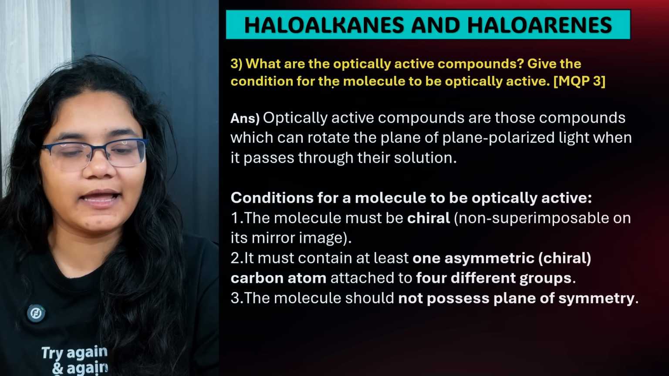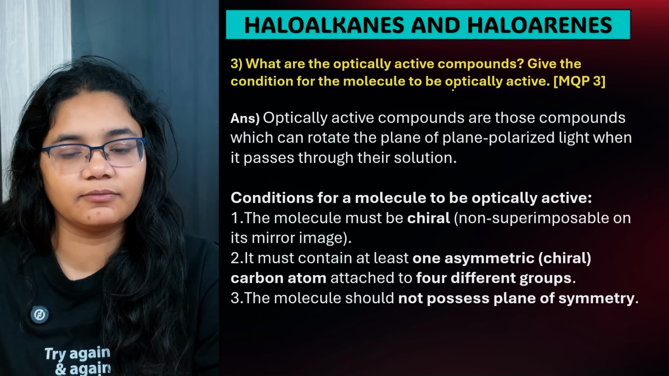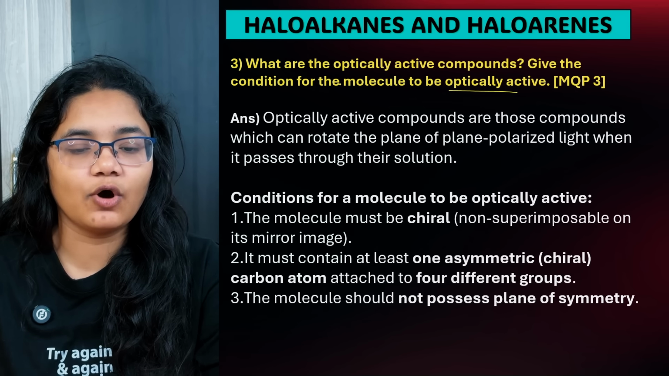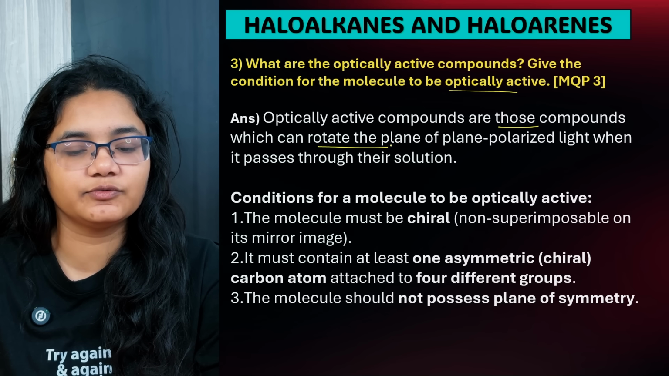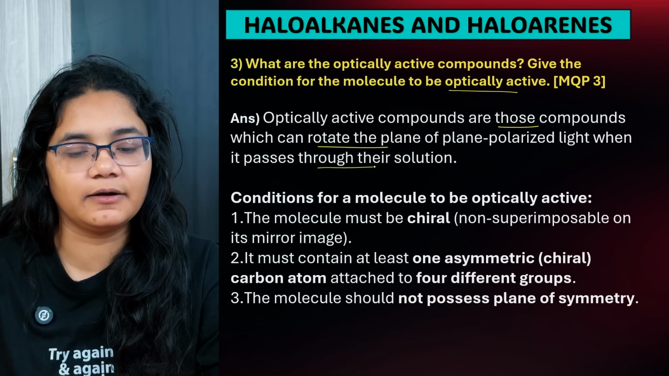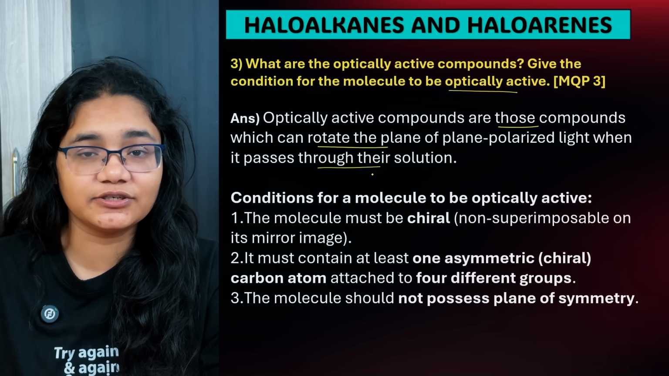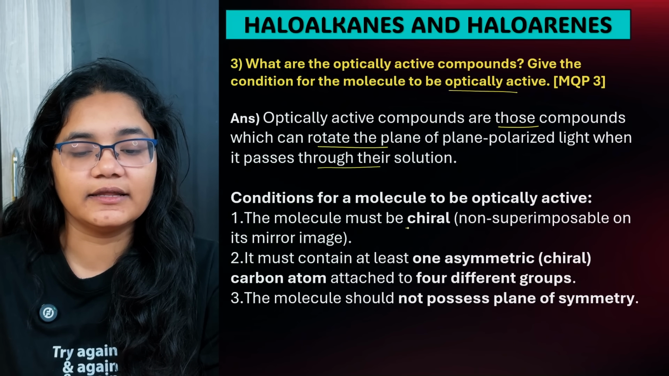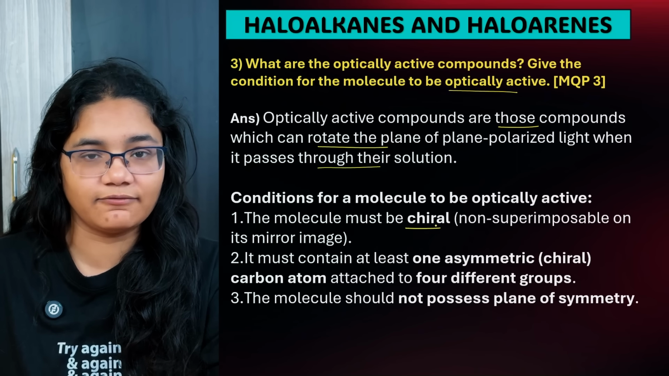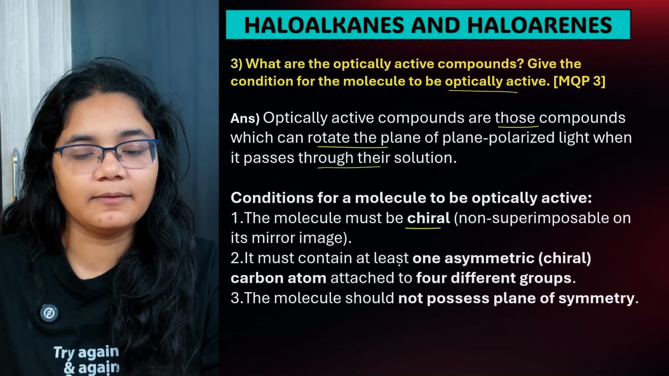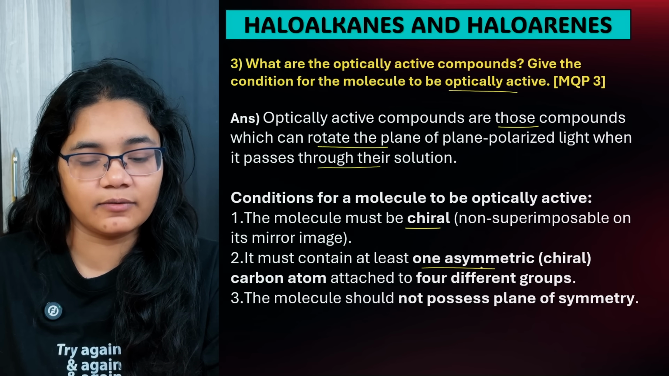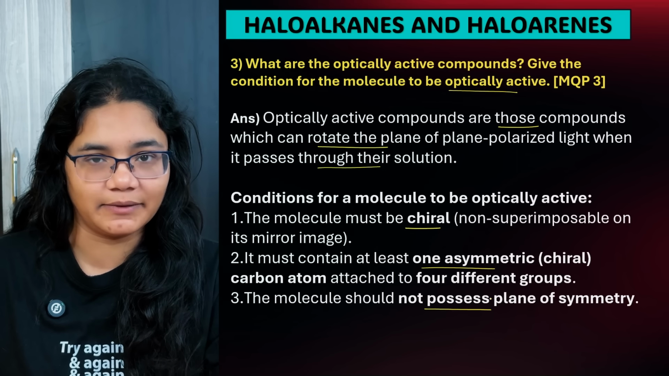Next, what are optically active compounds and give the condition for the molecule to be optically active. So optically active compounds are those compounds which can rotate the plane polarized light when it passes through the solution. Now what is the condition for optical activity? It should be chiral, means it should have non-superimposable mirror image. It must contain at least one asymmetric carbon and there should not be any plane of symmetry.